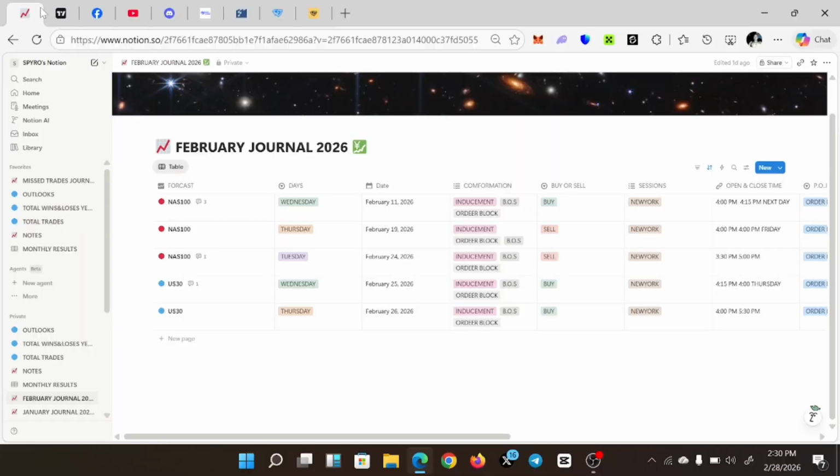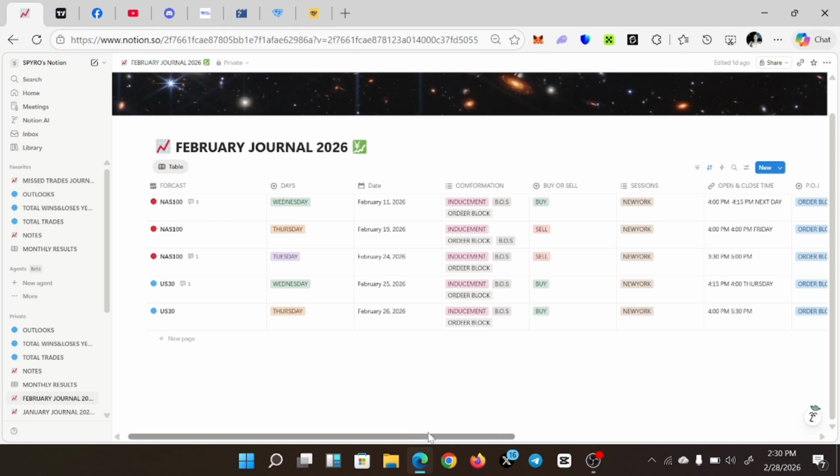All right, so this is the February journal, and this month I took 5 trades: 1, 2, 3, 4, 5. Looking at it, without opening the trades, you will see that I lost 3 trades and I have 2 break evens. The 3 trades I took on NAS 100 were all losses, and the 2 trades I took on US30 were both break even trades. So this is all you need to see from here.